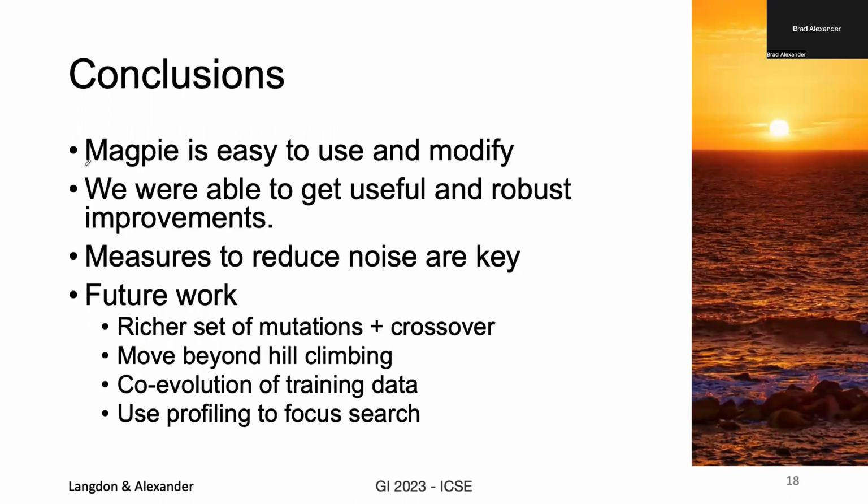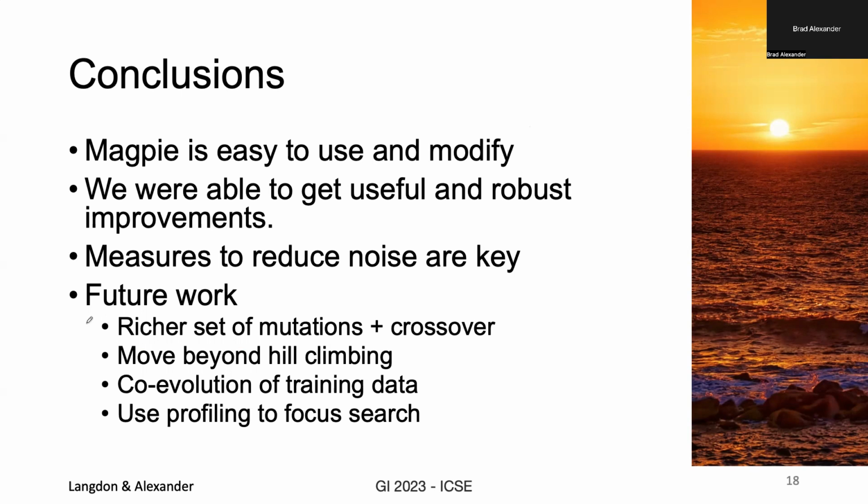So just to conclude, what we found is that Magpie is easy, and you can look at the code for this. This is something that we can provide. Magpie is easy to use and to modify. The changes that we made aren't that detailed. They're fairly simple to set up, and it's fairly easy to get it to run. It's very quick to get this changed version running, or these experiments running. We were able to get useful and robust improvements. The measures to reduce the noise were really key to getting this to work.